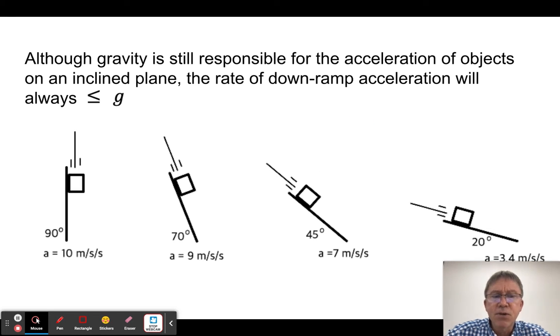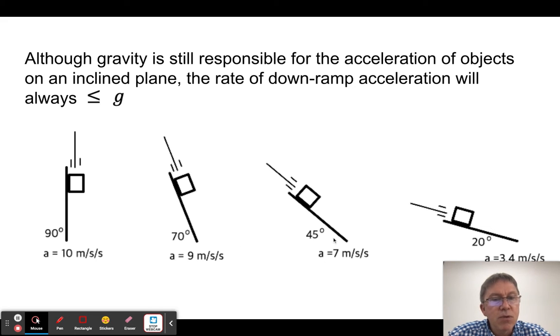So let's consider this. The only real trick to these inclined plane problems is to keep in mind that the inclined plane affects the rate of acceleration of gravity. If the plane was inclined 90 degrees to a table surface, then this object would simply accelerate at g, at 10 meters per second squared. But if I tip it a little bit, so now this plane makes an angle of 70 degrees with respect to the table surface, this is preventing it from accelerating as fast as gravity would have it accelerate. So it's going to accelerate a little bit less, in this case, 9 meters per second squared.